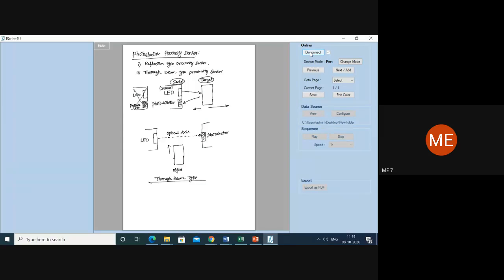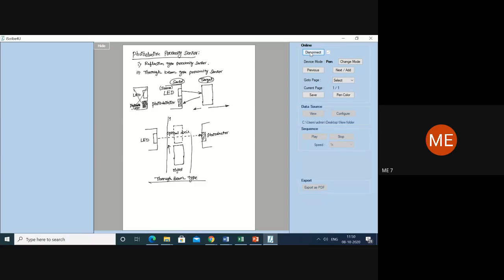You make the object cross the optical axis. On the application side, assume this is your conveyor, and the conveyor is just moving. On the left of the conveyor you have placed the LED, and on the right you have placed the photo detector. This is the object. As and when you produce, the objects are moving on the conveyor. Now if this object comes here, what is the meaning?